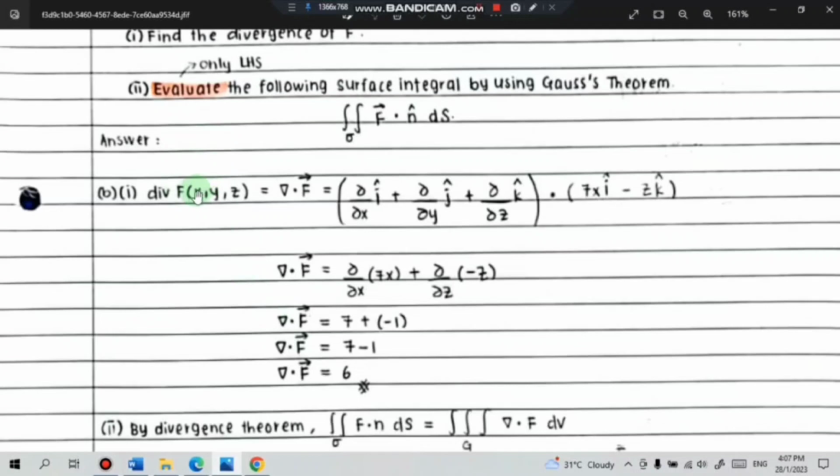So to find the divergence of f, we have to use the formula ∂/∂x i plus ∂/∂y j plus ∂/∂z k times 7x i minus zk. Multiplying these, we will obtain the value of the divergence of f, which is equal to 6.